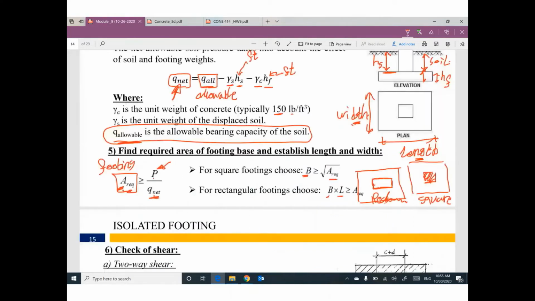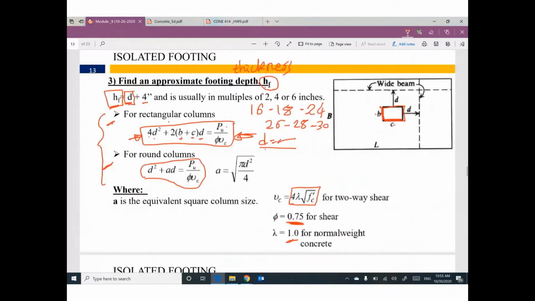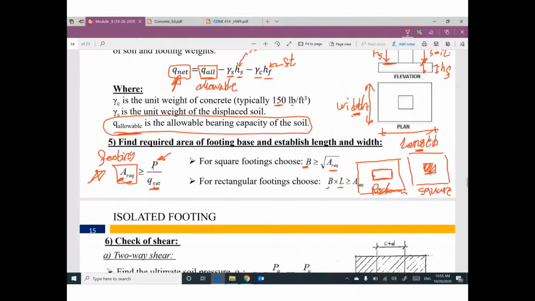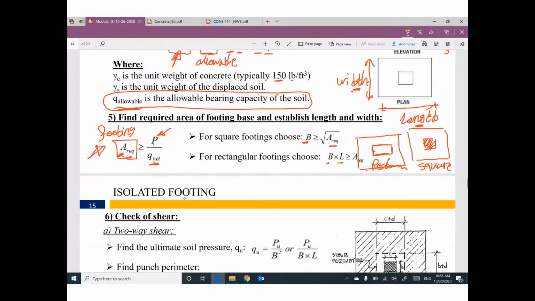Okay, so from this step, I can figure out the area of footing. Once you get the area, I can figure out the dimension of the footing. So right now, I figured out the total thickness of the footing. I figured out the dimension of the footing. And that makes sense. Looks like we don't have too much difference between strip footing and isolated footing.